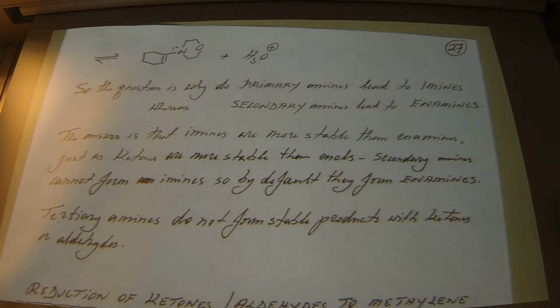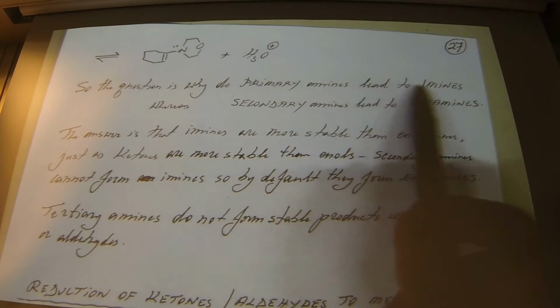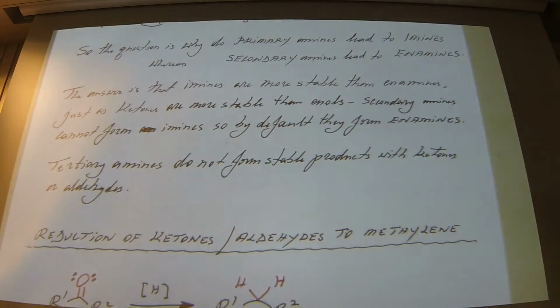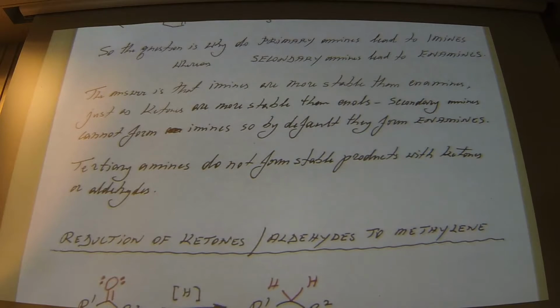So why is it that you get imines in one case, enamines in the other? The answer is that imines are more stable than enamines, and so the C double bond N, sort of like a ketone, is more stable than the enol. Ketone more stable than enol, imine more stable than enamine. And so that's why the imine is preferred, except when you can't form it, like with a secondary amine.